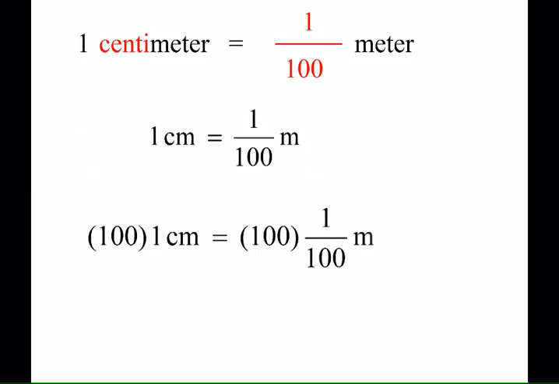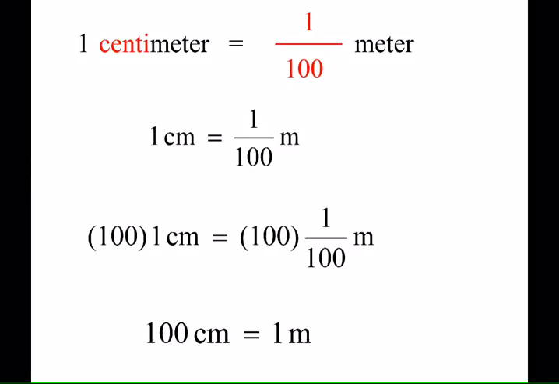So here's what you're seeing. I'm doing the same thing to both sides. I'm multiplying both sides by 100. It's a little proof I'm going to show you. Now my hundreds both cancel. Why? Because one's in the top and one's in the bottom. Then I simplify that, and I have 100 centimeters is equal to 1 meter.